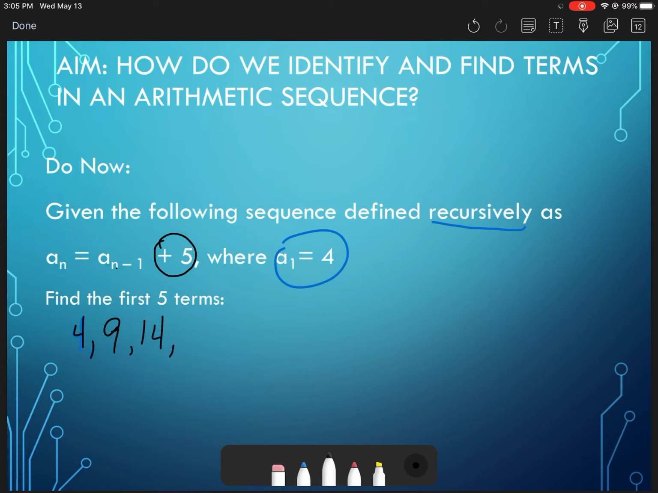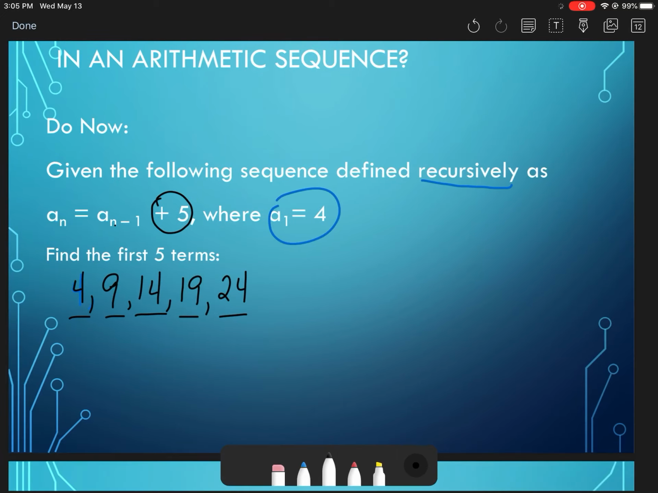Okay, we're going to add 5 again to 14. We're going to get 19. Okay, and then 19 plus 5 gives us 24. So here are our first 5 terms. Okay, all right, now let's take a look.